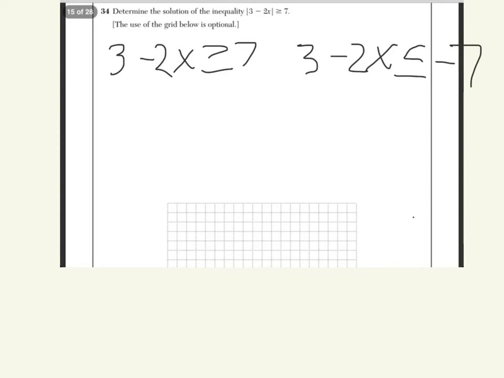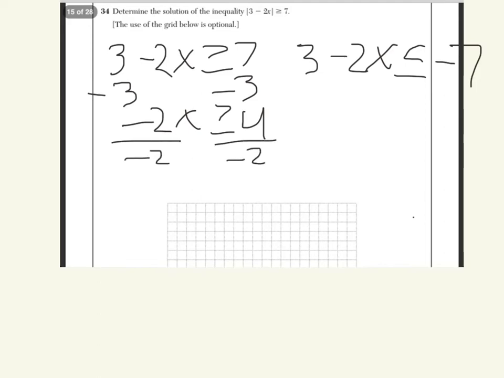Once you have that done, you can go ahead and solve each one separately to figure out how x is related to 7 and negative 7 on both sides. So why don't we go ahead and solve for that. You subtract 3. That leaves you with negative 2x is greater than or equal to 4. And you divide by negative 2. Since you're dividing by a negative number, you must flip the inequality sign. So that leaves you with x is less than or equal to negative 2.